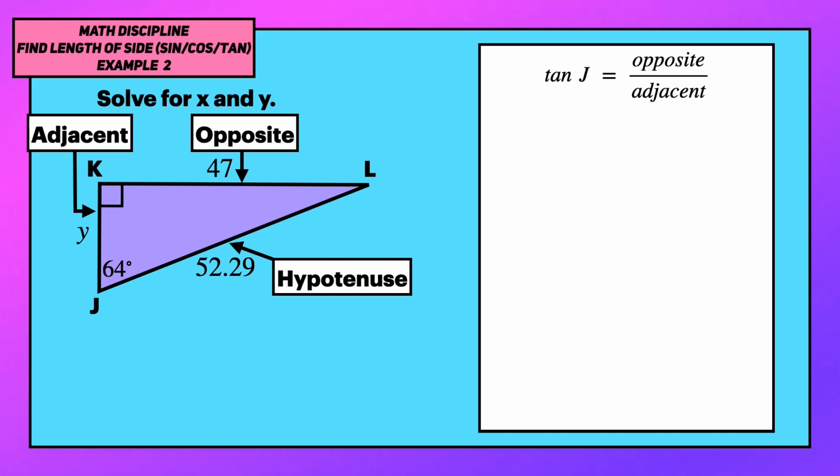Now let's substitute the measure of angle j, 64 degrees, for j and the length of the opposite side over the length of the adjacent side, so 47 over y. So we have tangent of 64 degrees equals 47 over y.